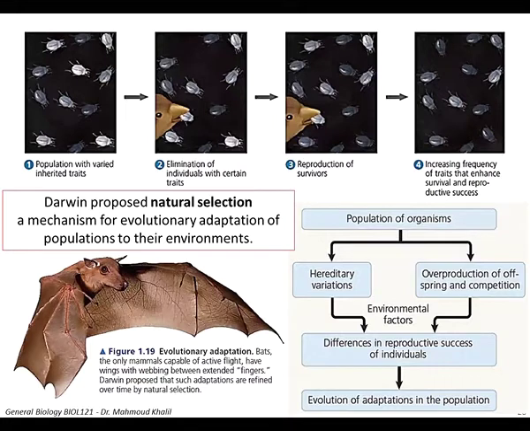Over many years, these bats developed wings, and basically it's the only mammal capable of active flight. And this development in these characteristics happened over a lot of years and got refined over time by natural selection.